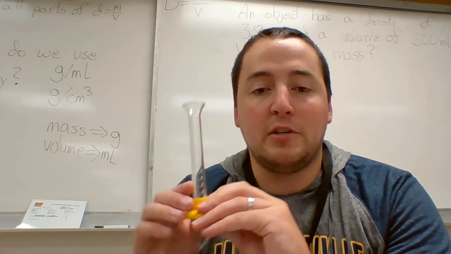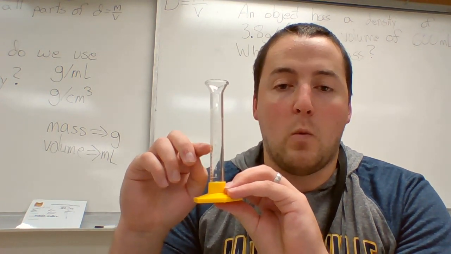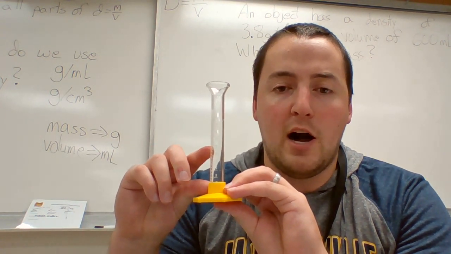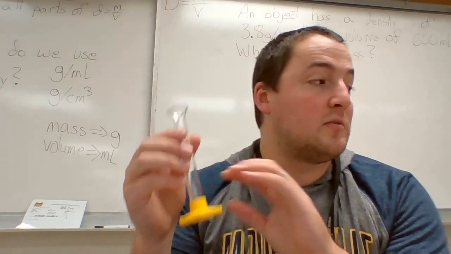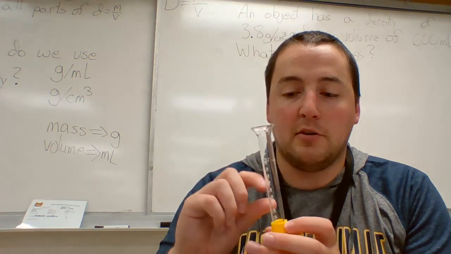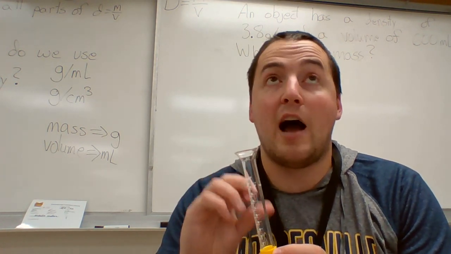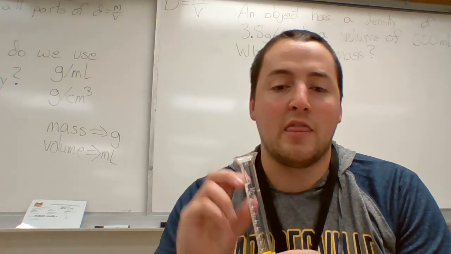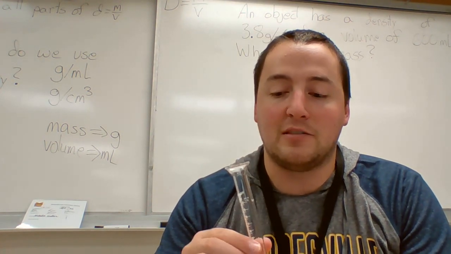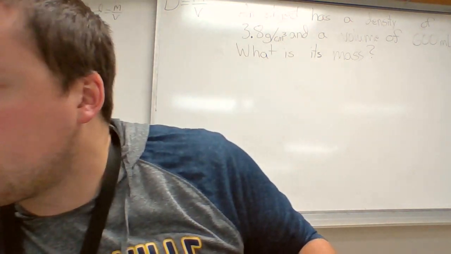Now, what they're going to be doing to find the volume is they're going to be putting some water in this. That water will be the initial volume of water. They'll then place those unknown objects into this graduated cylinder, and it will cause the water to rise. However much the water rises, that is the volume of the object they placed in there. So let's look at an example up here on the board.